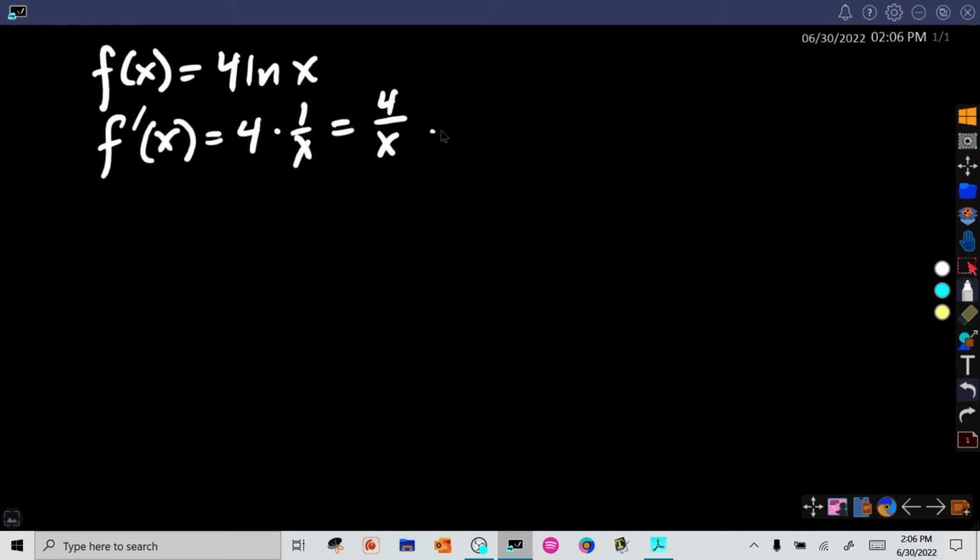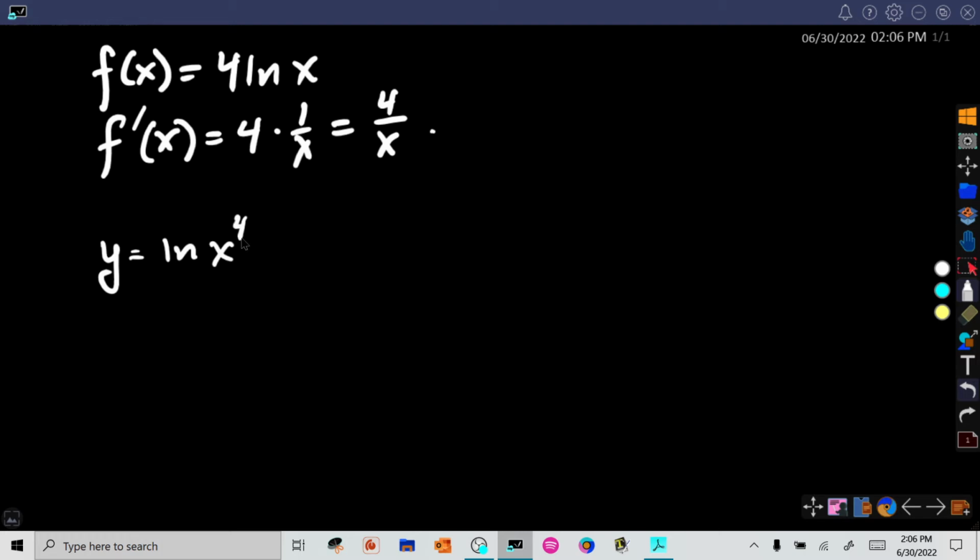Okay, and that's our derivative. That's pretty much it. All right, let's do another one. I'm going to do this next one in 2 different ways, actually. So here's our natural log of x to the 4th.